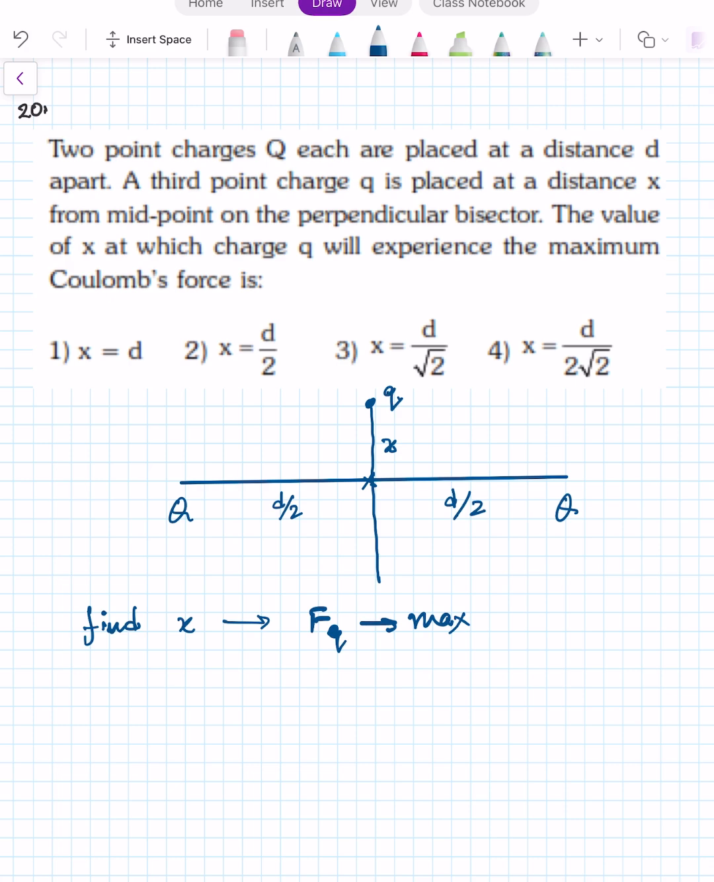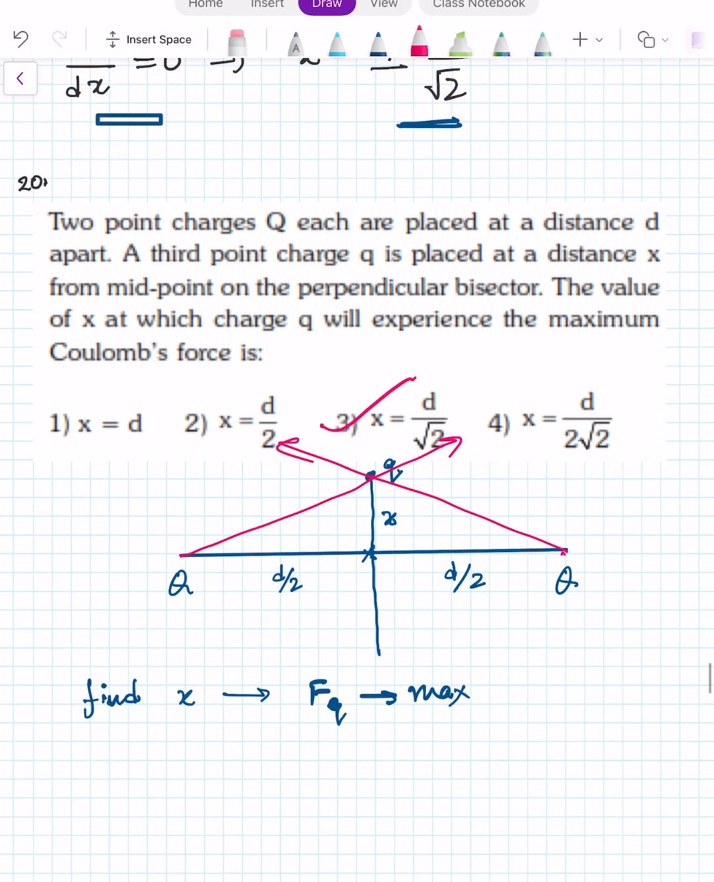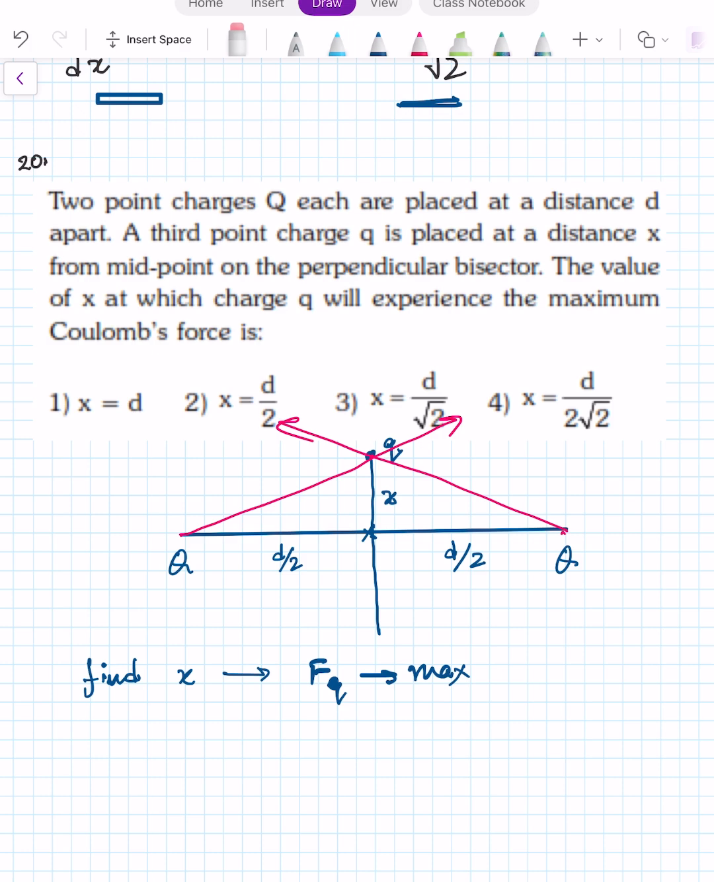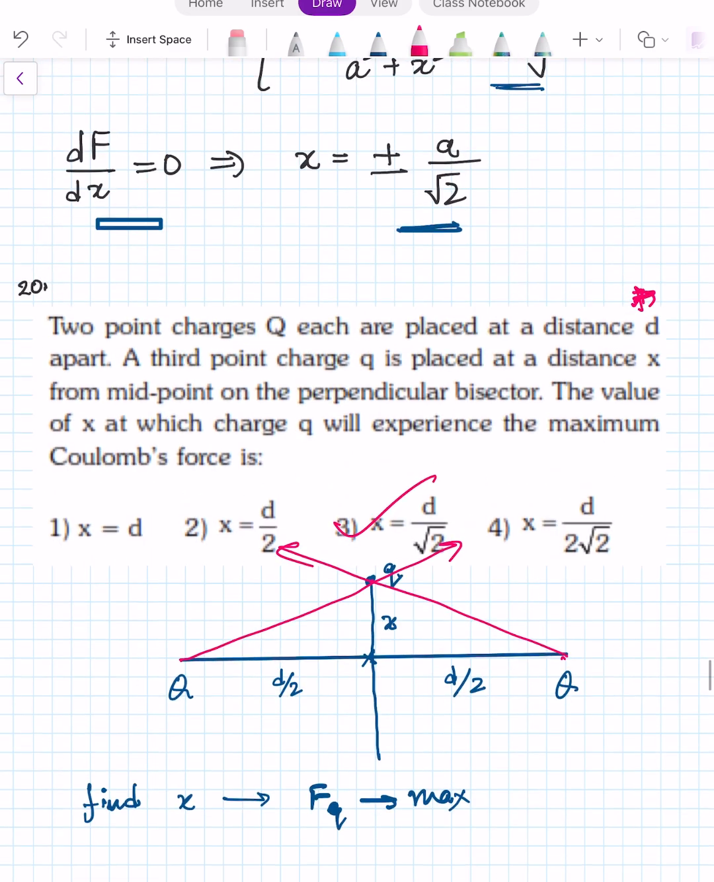Now I think you have understood. Nothing we have to do. Force experienced by this will be in this direction. Force experienced by this due to this right charge will be in this direction. Same, just similar to earlier. So answer will be x equal to d by root 2. Yes, x equal to d by root 2. This answer will come. Right? This is the previous year JEE Main question.